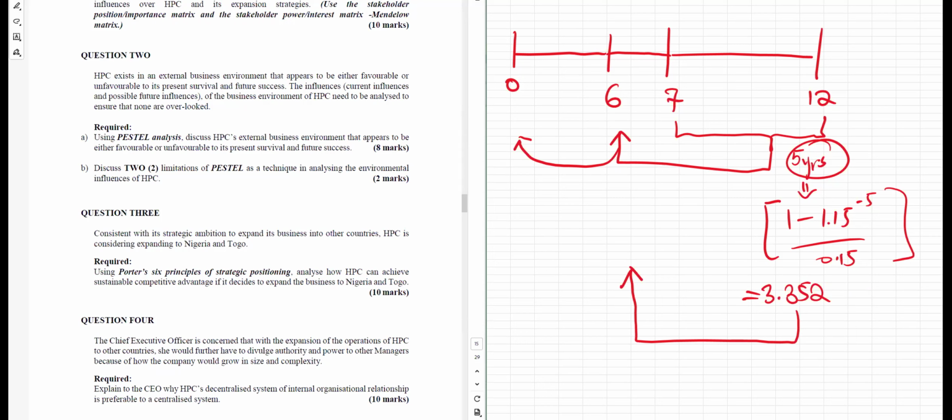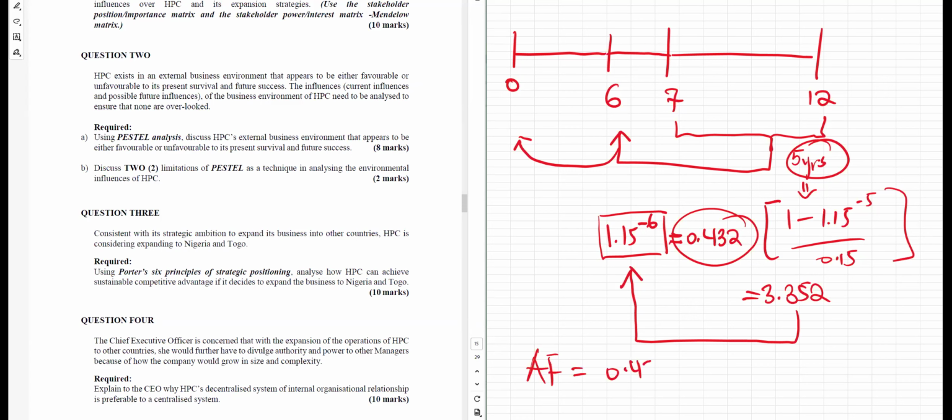That's 1.15 raised to the power negative 6. This one is not an annuity. All the cash flows are now in present value, but at year 6. The year 6 discount factor is 0.432. Good. Now the annuity factor in year 0 will be 0.432 multiplied by 3.352. Multiply and let's see what we get: 1.448.